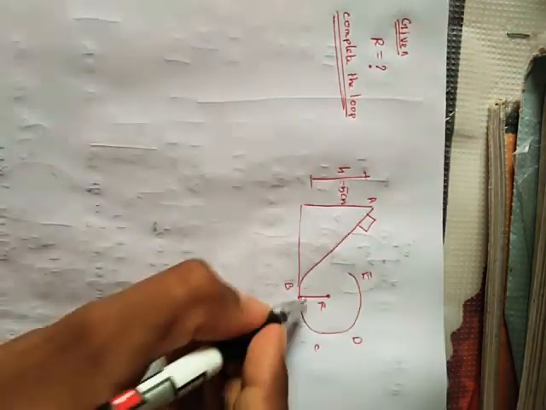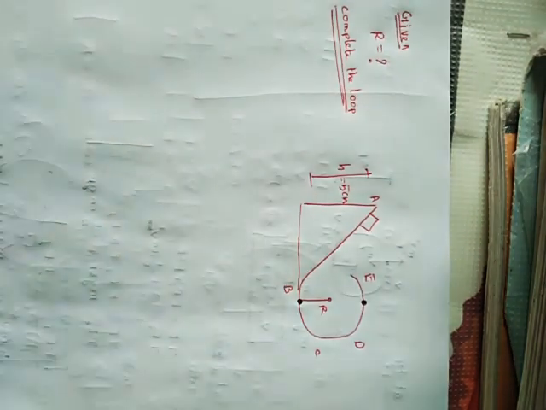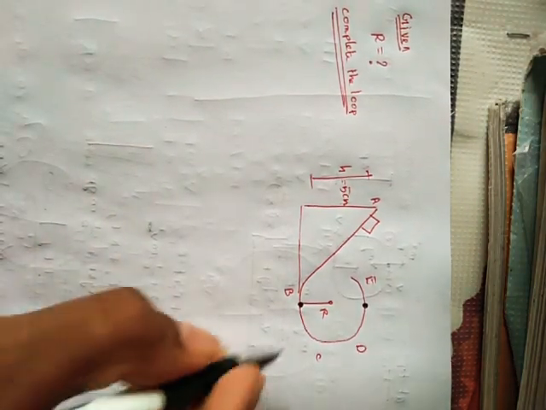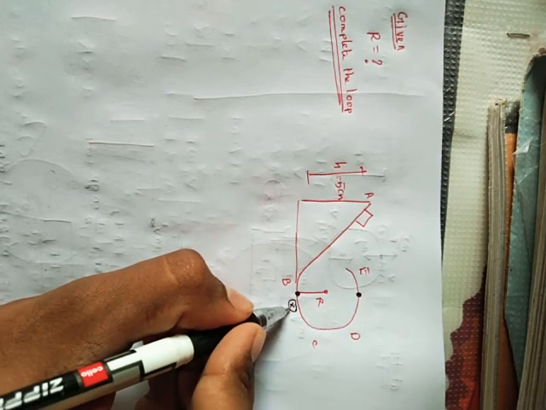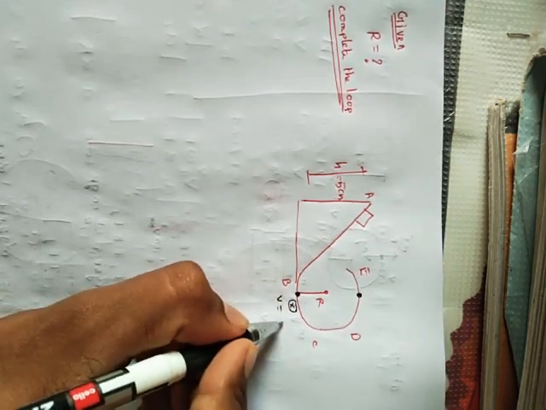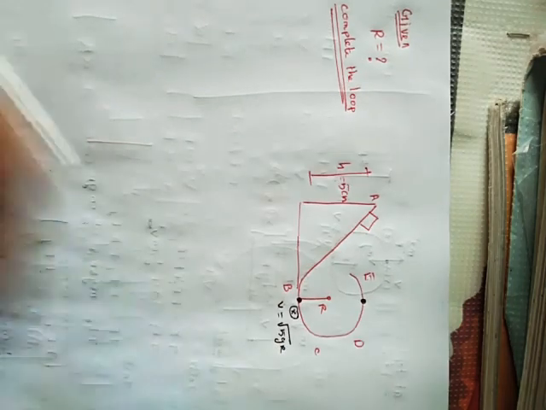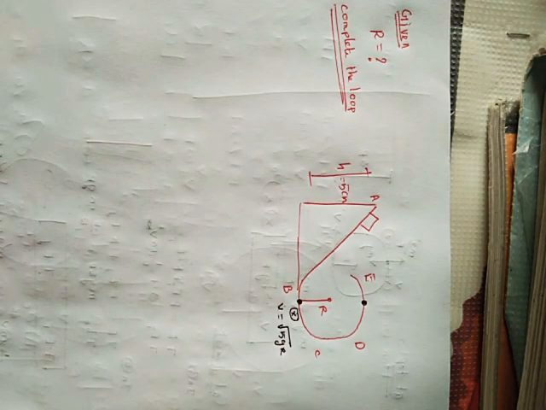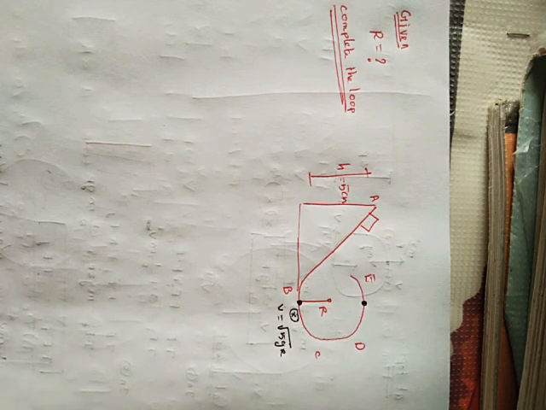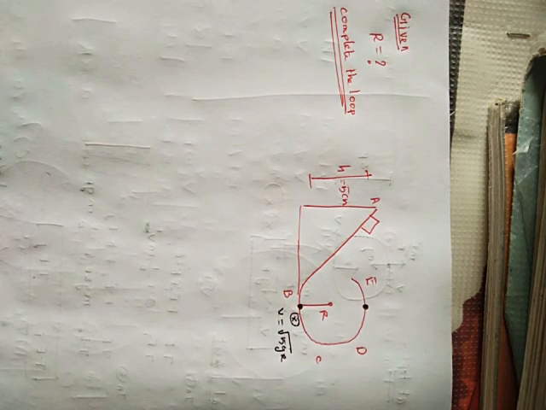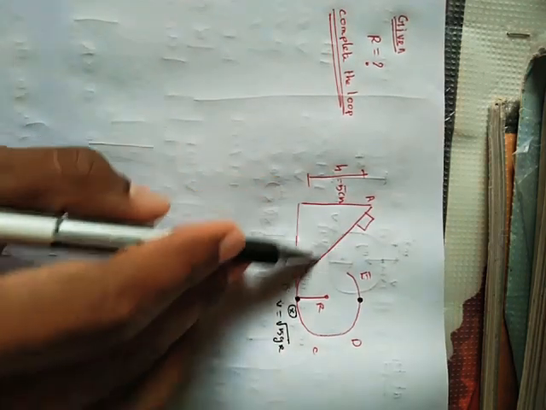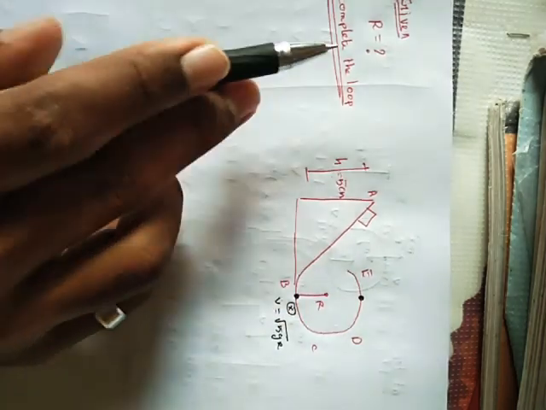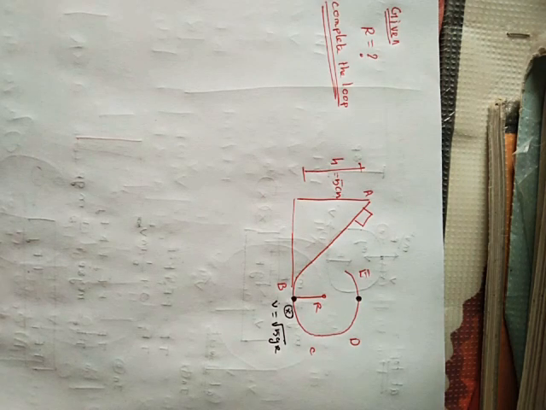What's the minimum velocity at this point and this point? For this question, I'm going to take this point. We already know that the minimum velocity at this point is root 5gr. So the question is, I need to find the maximum value of r for the object to complete the circle.